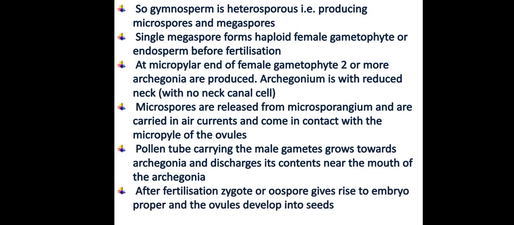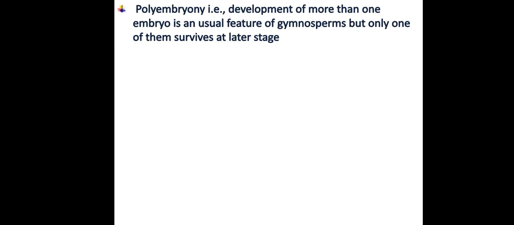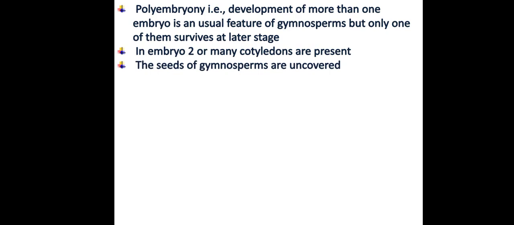After fertilization, the zygote forms or spores give rise to embryo proper and the ovules develop into seeds. Polyembryony, which is development of more than one embryo, is an usual feature of gymnosperms, but only one of them survives at later stage. In embryo, two or many cotyledons are present. The seeds of gymnosperms are uncovered.